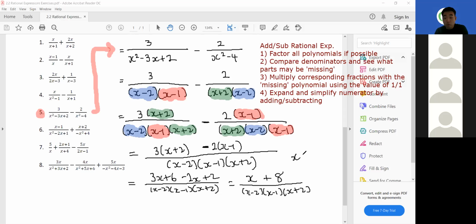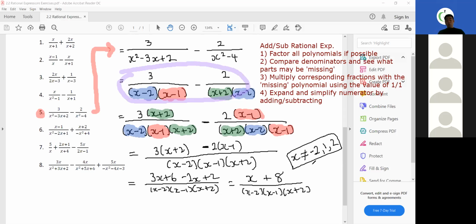Oh, almost forgot. Restrictions. Go back to the original, which is right here. What are my restrictions? X can't be a positive 2, x can't be a positive 1, x can't be a negative 2, and then x can't be a positive 2, which I already wrote. So I'm going to rewrite everything in numerical order. There it is. Questions?